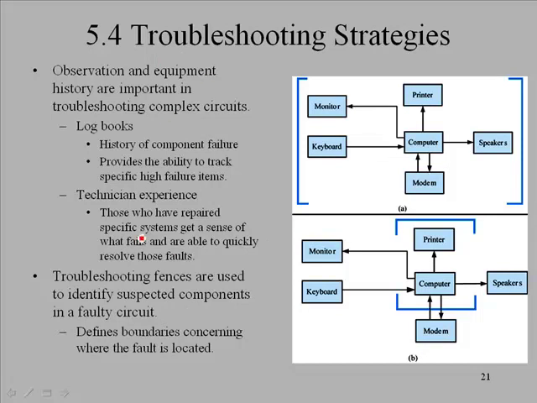We talked about the fences and that observation and equipment history are important in troubleshooting complex circuits. We looked at logbooks and technician experience. All of these things will contribute to being a good troubleshooter. Probably one of the major things that makes a person a good troubleshooter is simply experience, being exposed to a system, working on it, and your troubleshooting skills will grow from that experience.